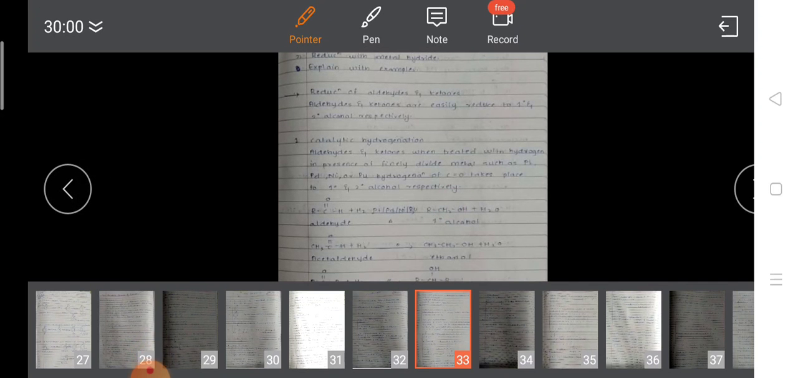Then reduction with metal hydride. Here you can use lithium aluminum hydride or sodium borohydride. That too may be there for the MCQs. These types of MCQs will be covered in detail. We will see in the next lecture. Thank you.